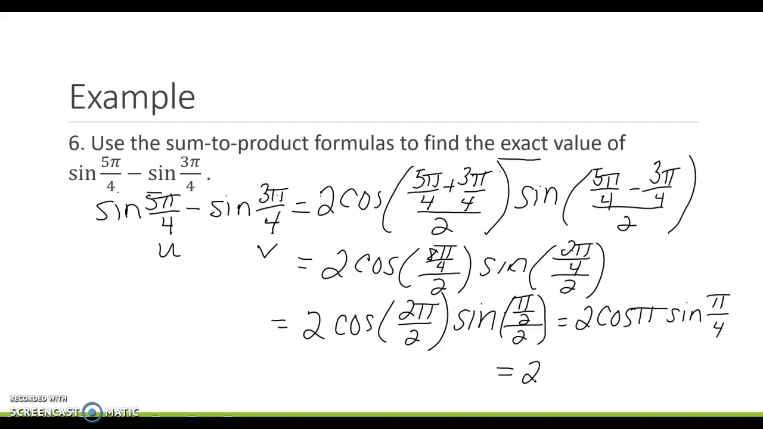And now let's substitute our values. So 2 cosine of pi is negative 1 on our unit circle. Sine of pi over 4 is square root of 2 over 2. If I multiply all this out, these 2's will simplify. Negative 1 times square root of 2 is negative square root of 2. And that is it for sum to product and product to sum identities.